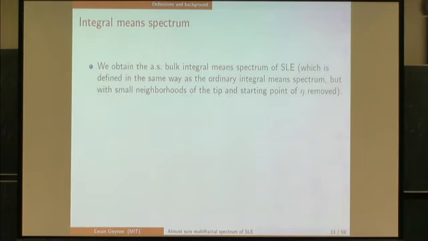So in our paper, we obtained the Amosher bulk integral mean spectrum of SLE, which is defined like the ordinary integral mean spectrum, but you remove small neighborhoods of the tip of the curve and the starting point of the curve, because the derivative around these two points can have weird behavior, which is different from its behavior near the bulk, at points along the bulk of the curve. And so we just remove those points so that we just have to worry about generic points along the curve.